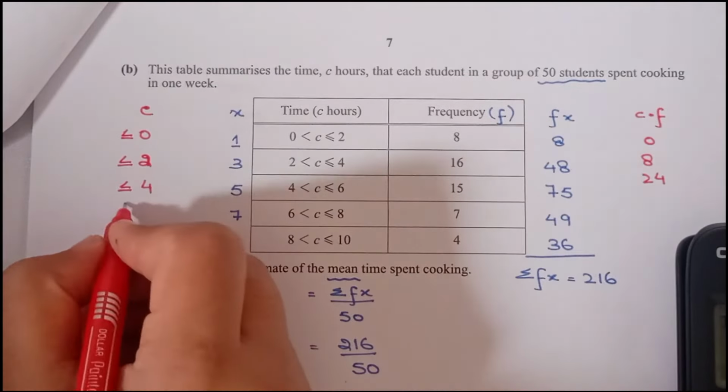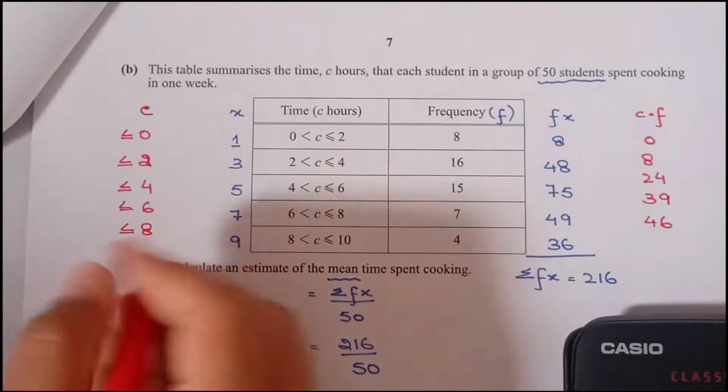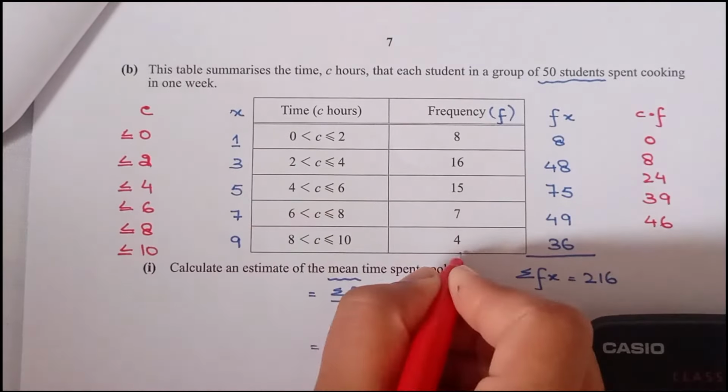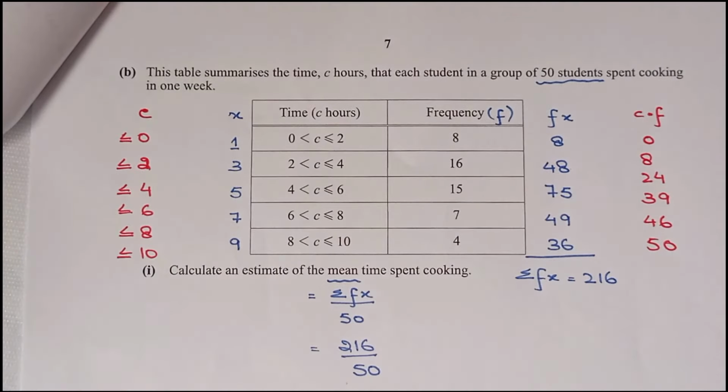When the time is less than or equal to 6 hours, it would be 15 plus the previous one, 24. 24 plus 15 would be 39. When the time is less than or equal to 8 hours, it would be 7 plus 39. This would be 46. And when the time is less than or equal to 10 hours, it would be 4 plus 46, which equals 50. So we have the values for the time C and the cumulative frequency. Let's draw the points onto the grid to get the cumulative frequency diagram.